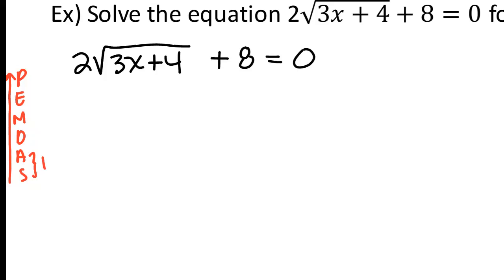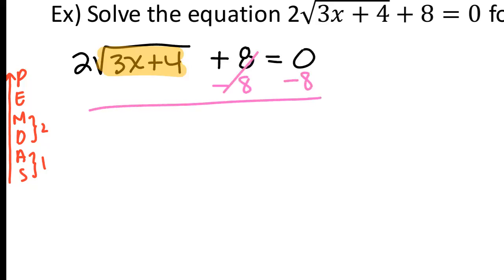So first get rid of addition and subtraction, and then multiplication and division. So I'm trying to get this by itself. So I have to get rid of anything extra. I have to get rid of the 2 and the 8. But what goes first? The 8, because we're adding and subtracting. So first we subtract 8 to both sides. Those cancel. I get a 2 times the square root of 3x plus 4 equals negative 8.